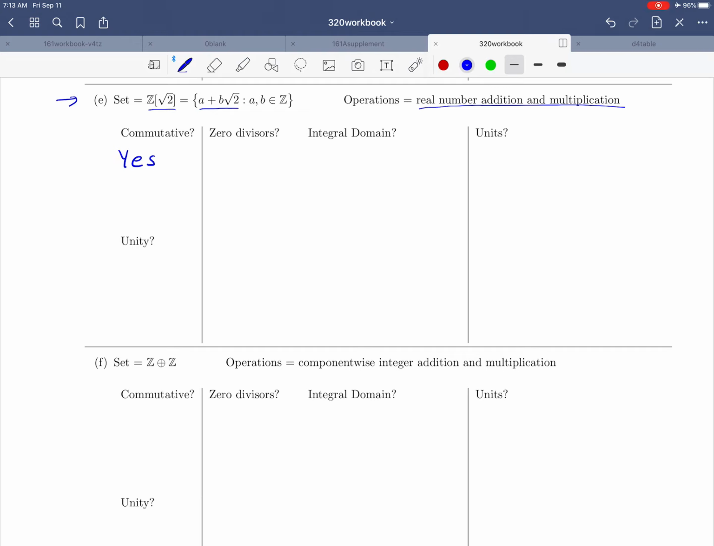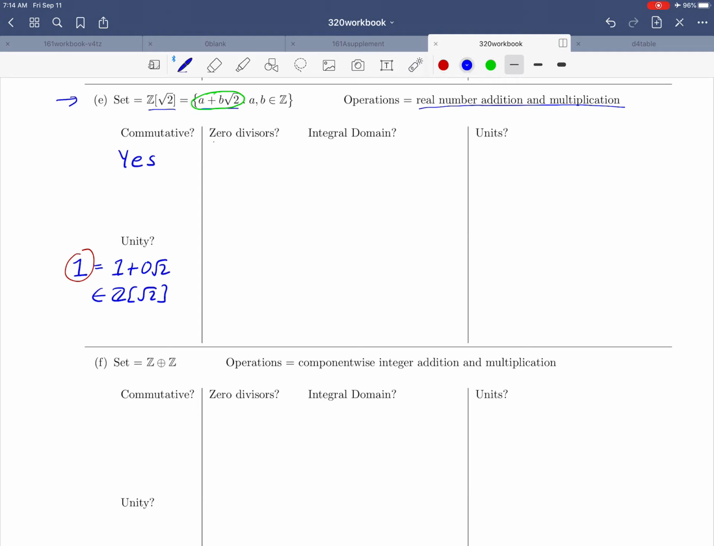Is there a unity element in that ring? There actually is. I claim that 1 is the unity element. How do we know that 1 lives in that ring? Well, it lives there because it fits the form. Remember, everything that lives in the ring has to look like this, and we can write 1 as 1 plus 0 times the square root of 2. So that's in our set. And we know that the real number 1 acts as a unity element. You take that and multiply it by anything, you're going to get the same thing back again. So 1 is our unity.